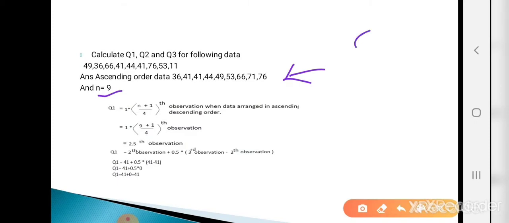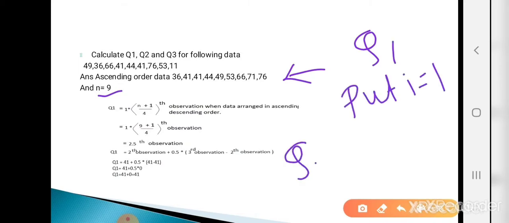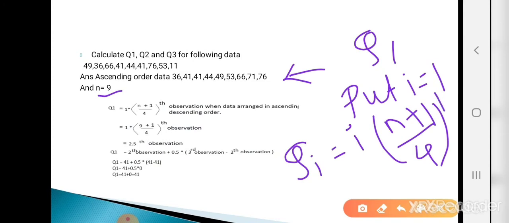Now for finding Q1, put i equal to 1 in the formula. So what is the formula for calculating the quartiles? Qi is equal to i times (n plus 1) divided by 4th observation, when data is arranged in ascending or descending order. So for finding Q1, put i equal to 1. Q1 is equal to 1 times (n plus 1) divided by 4th observation. Now plug in the value n equal to 9: Q1 is equal to 1 times (9 plus 1) divided by 4th observation. So 9 plus 1 is 10, and 10 divided by 4 is the 2.5th observation.